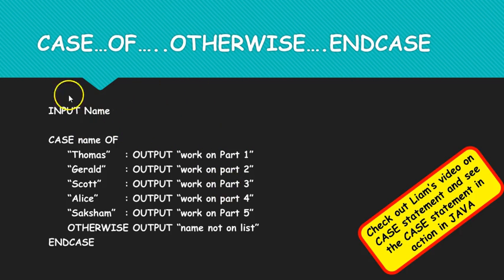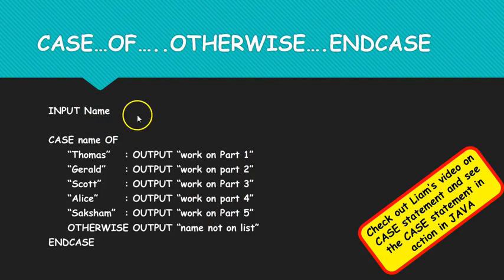Case statements are very similar to if statements. With a case statement, the user would input a name, and it would run through a set of lines and check whether the variable matches one of those names. So if the user was to put in the name Thomas, it would go through this selection and see that line 3 there: if name equals Thomas, then it would output the text "work on part 1".